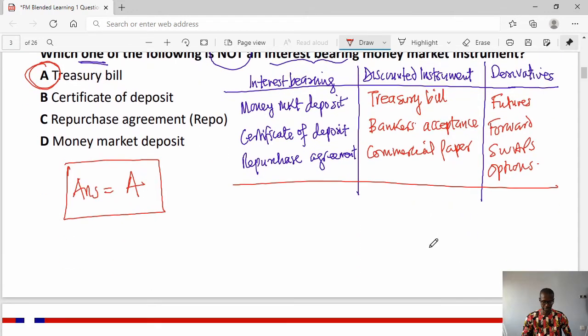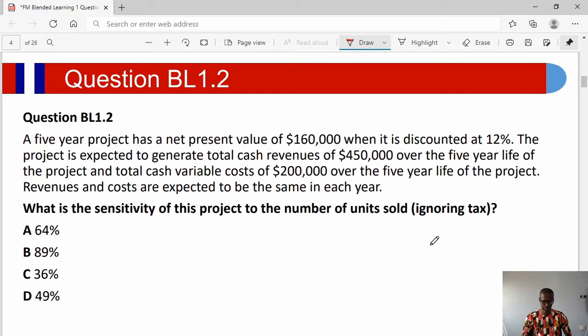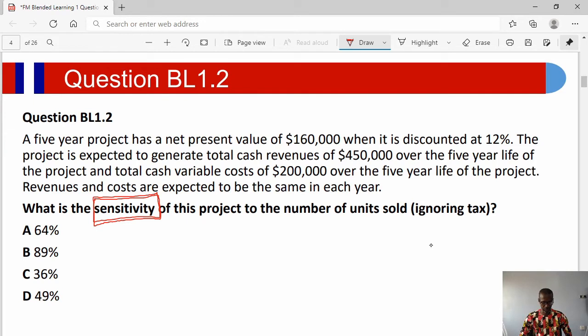Question number 2, still under section A. And the question number 2, BL 1.2. The question is, what is the sensitivity of this project to the number of units sold, ignoring tax? Sensitivity of this project. So it's a question on investment appraisal. Specifically, it is on the application of NPV, looking at risk analysis.